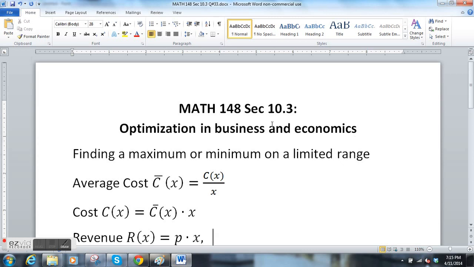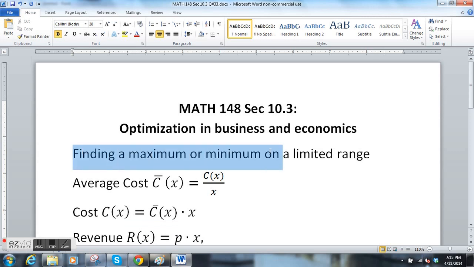Hi there, this is Math 148, section 10.3, which covers using the first derivative and second derivative to find optimization in business and economics. These are a lot of applications to business and economic examples. So here are some of the bullet points of things that are covered in this section.